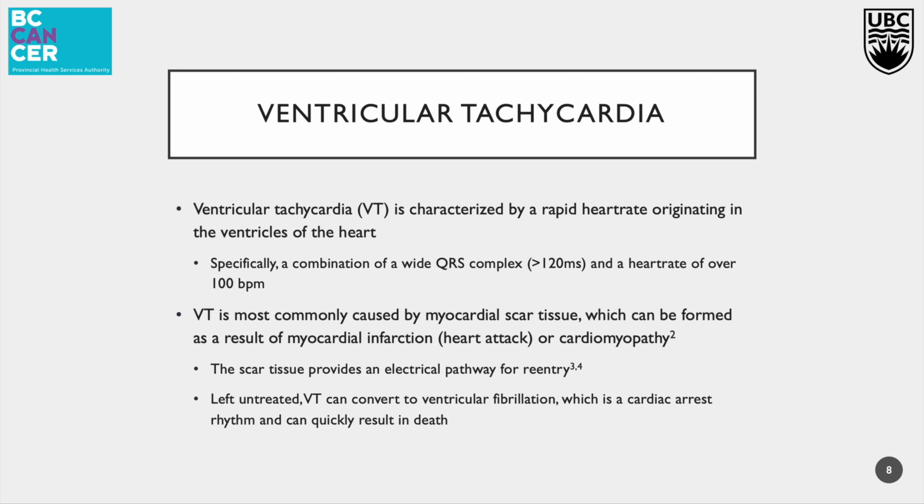A much more dangerous type of ventricular arrhythmia is known as ventricular tachycardia, or VT. So VT is characterized by a rapid heart rate originating in the ventricles of the heart, specifically a combination of a wide QRS complex. Now, if you remember, we said a normal QRS complex is about 80 to 100 milliseconds wide. So with VT, we have a QRS complex over 120 milliseconds wide, as well as a heart rate of over 100 beats per minute.